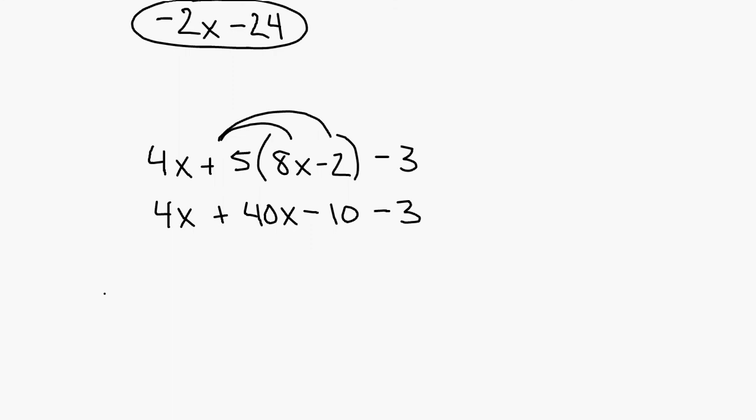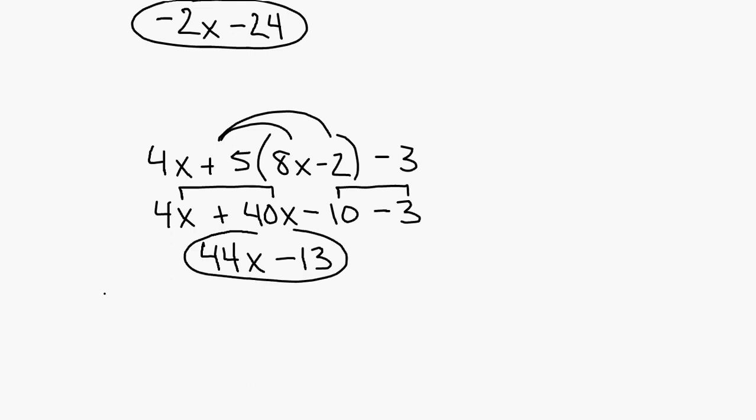And now you've got to combine like terms twice. You've got to combine the variables. You got a 4x plus a 40x. So that's 44x. And then in your calculator would be a 10 negative minus 3. Negative 13. Okay, again, the variables go first in your answer. The regular numbers go second.